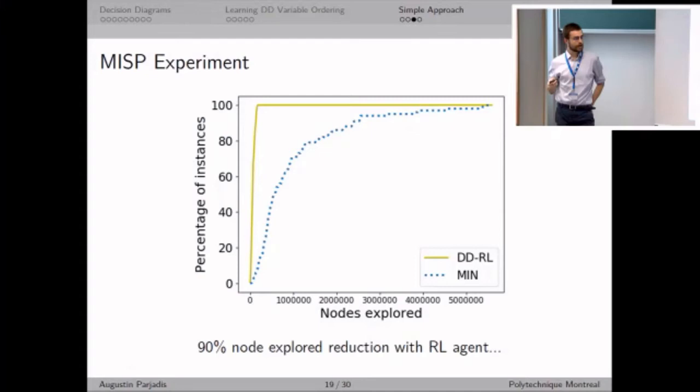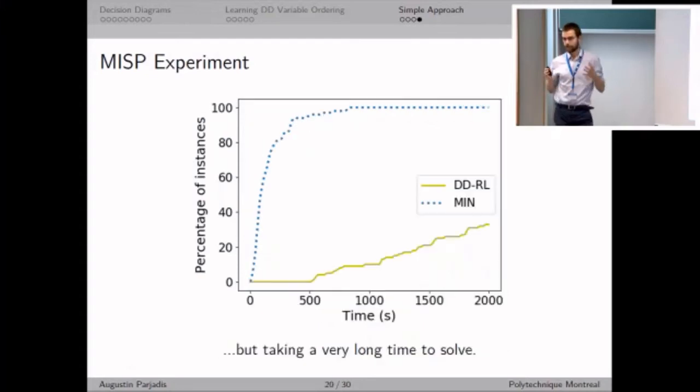But it is impractical because if we're interested in time taken, we can see that, so again, here, the higher the curve, the better, that the reinforcement learning agent takes a lot of time to solve the problems. And this can be explained by the fact that feed-forward operations have to be done multiple times, at each node of the branch and bound, which is a lot of calls to the graph neural networks. But this can be improved upon.